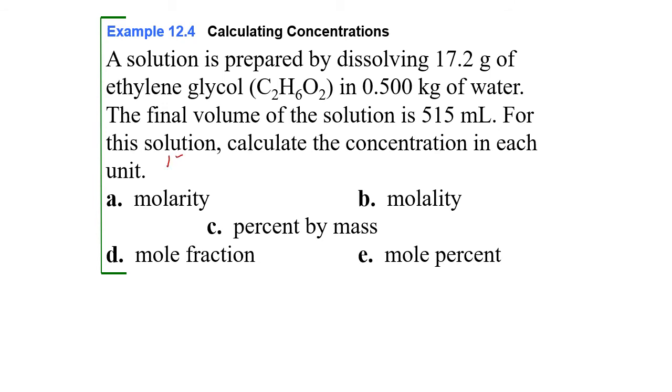So we're going to start by taking our 17.2 grams. We're going to use the molar mass in order to calculate the number of moles. So 62.07 grams of ethylene glycol in 1 mole. And so we end up with 0.2771 moles.